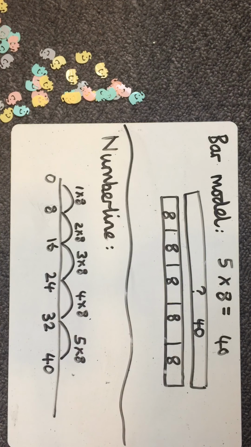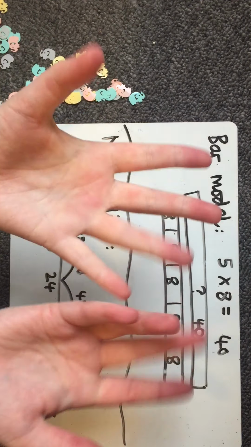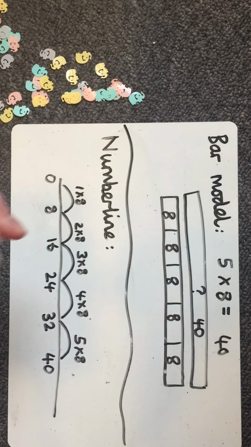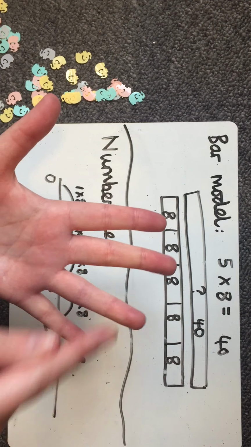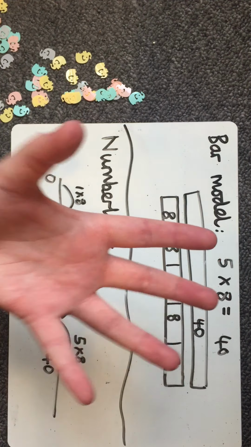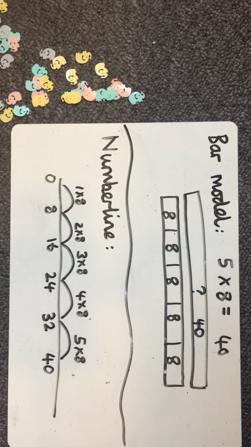There's one more method that we could use. I think this might be the quickest one. Clue, what's it called? The finger method. So how many fingers do I put up? 5. Counting 8, 8, 16, 24, 32, 40. If you're confident with that, that is the quickest one when we're multiplying by large numbers.